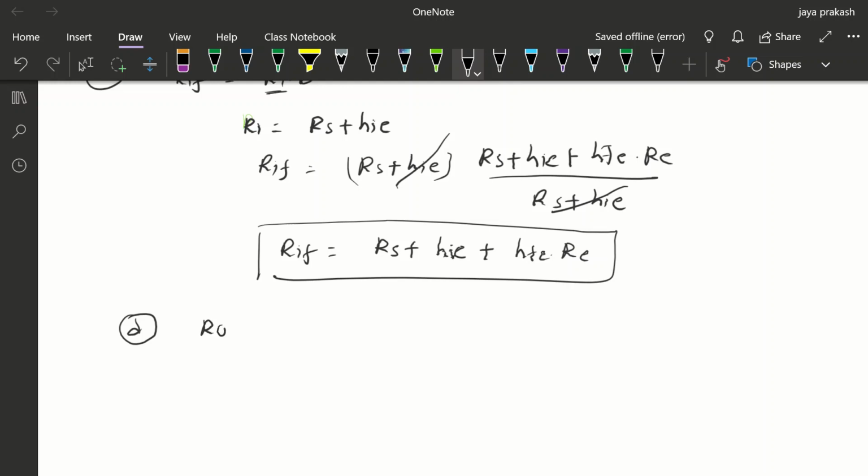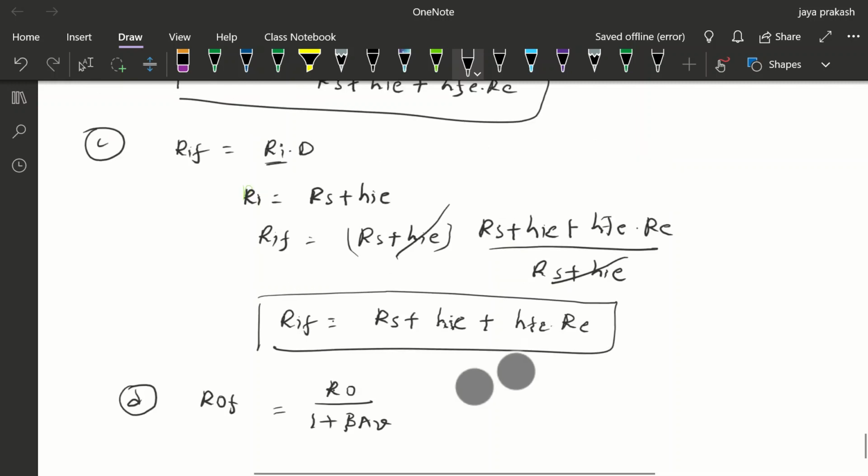Now we got the input impedance with feedback, and the last one we have to find out is output impedance with feedback. R0F is equal to what? R0F is simply R0 by 1 plus beta into AV, right?